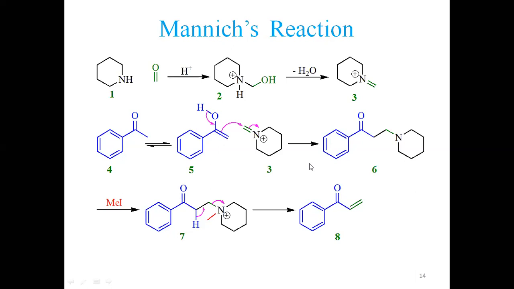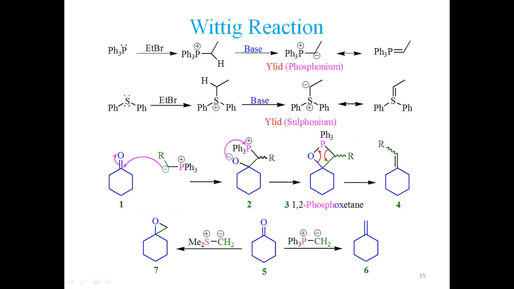The last in this topic is the Wittig reaction. What is that Wittig reaction? To understand a Wittig reaction, you have to understand one terminology we commonly use, called ylide. What is the ylide? A ylide is an entity in which we are having two opposite charges on adjacent atoms. Now you can see we are having phosphorus positively charged and carbon negatively charged.